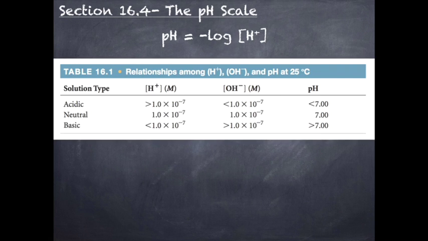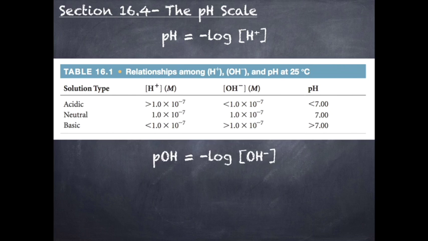So if you notice here, while a solution is acidic if its concentration of hydrogen ions is larger than 1.0 times 10 to the negative 7th, meaning it's going to be a higher concentration of hydrogen ions than hydroxide ions, your pH has to be less than 7 for it to be considered acidic. Similarly, if your solution is neutral, then the pH is going to be equal to 7.00, and if it's basic, while the concentration of hydrogen ions is less than 1.0 times 10 to the negative 7th for it to be basic, the pH is going to be larger than 7.00.